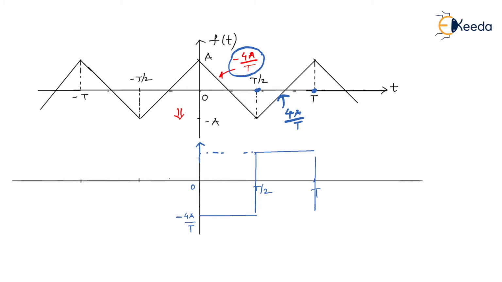So this value is 4a by T. Am I right? And of course, since a given triangular wave is periodic in nature, definitely this derivative term is also periodic in nature. So this will continue even on the negative side also. From minus T by 2 to 0, you can observe this slope is positive, having value 4a by T. Then the derivative of this is 4a by T itself.